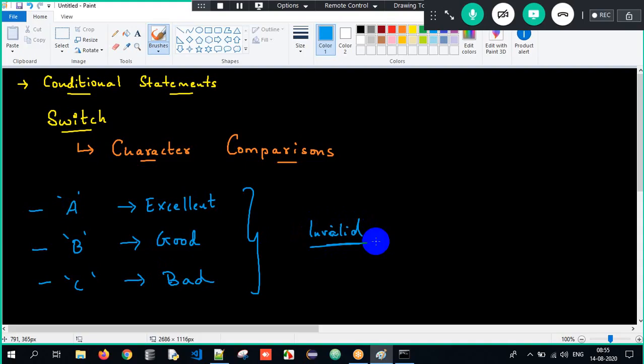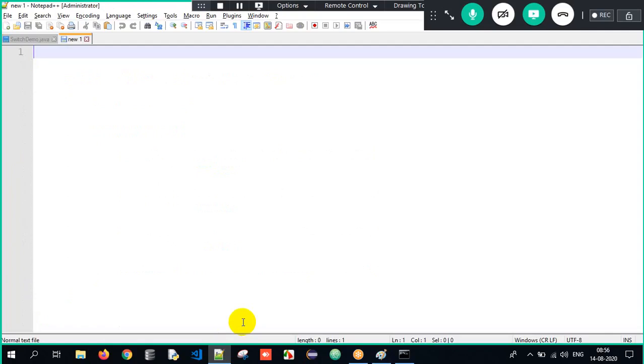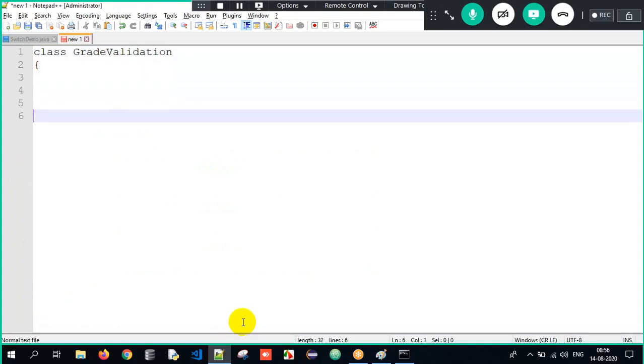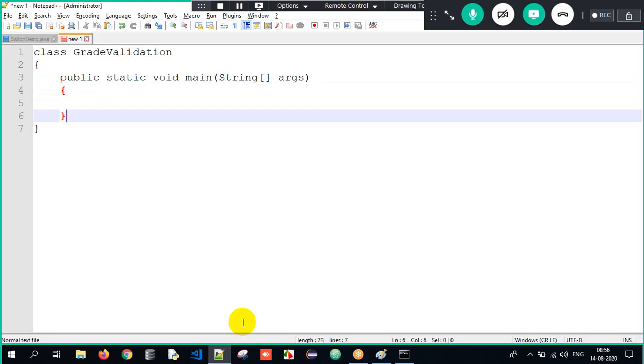If it is A, excellent. B, good. C, bad. So this is for grade validation here. What I'll do is open Notepad++ and press Ctrl+N. A new file will get opened and I have to give the class name as GradeValidation, open curly braces and close curly braces. Now I should also have my main method wherein the execution will begin: public static void main, within parentheses String array of arguments, open curly braces and close curly braces.